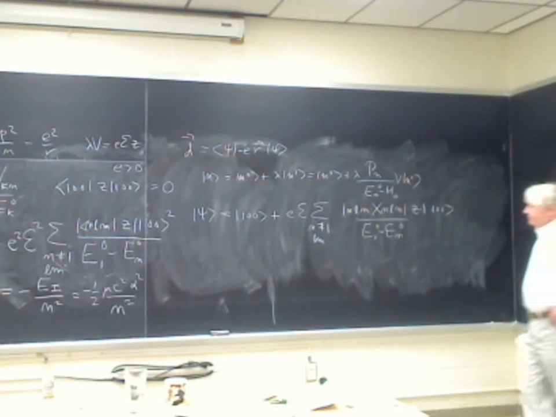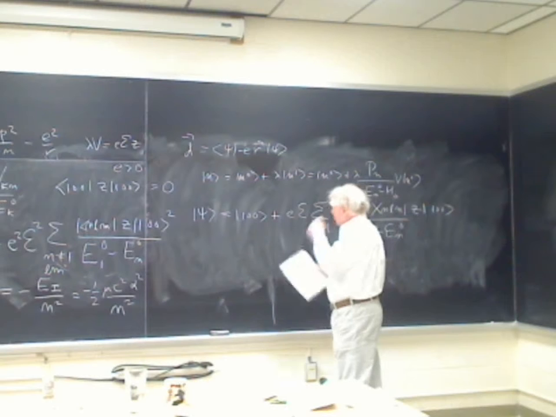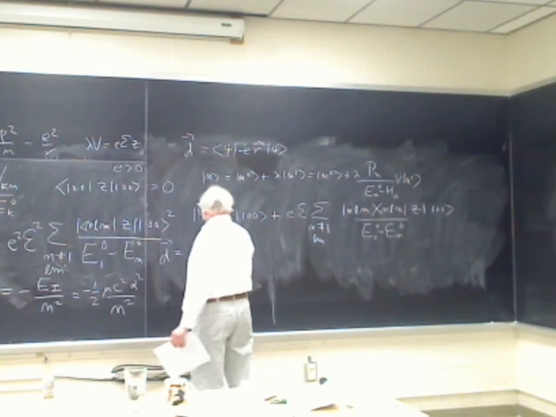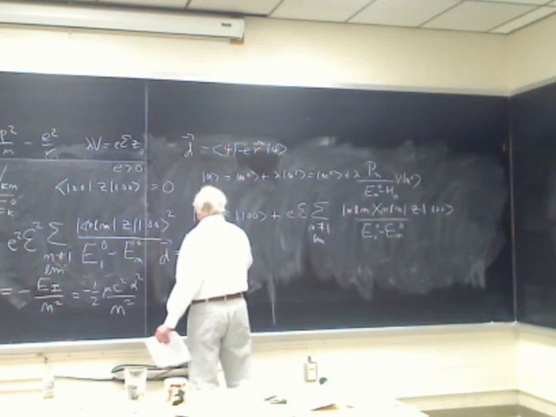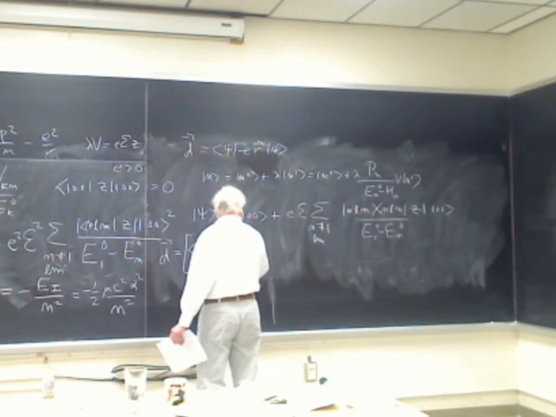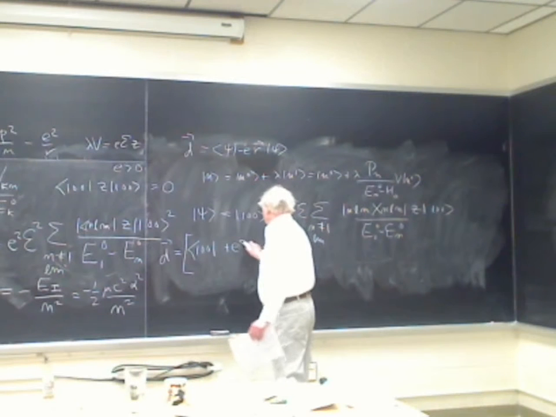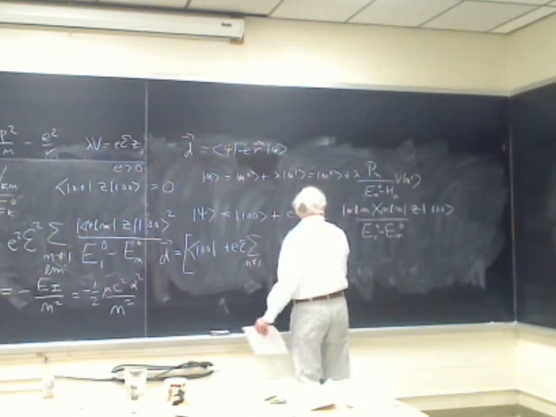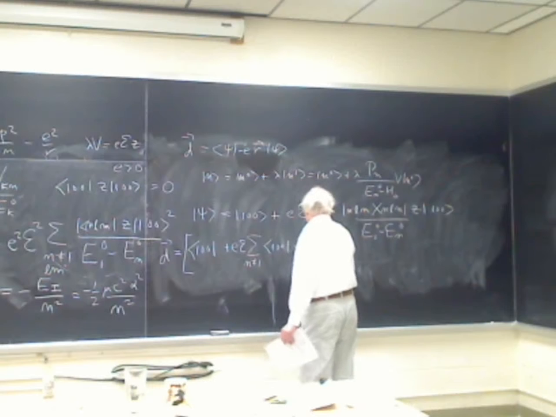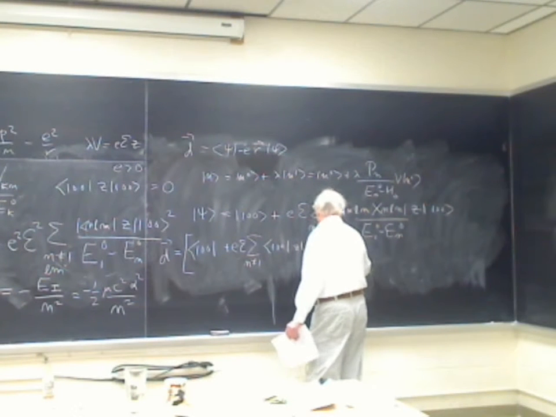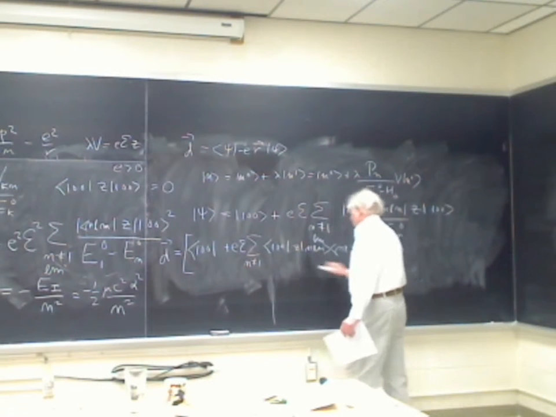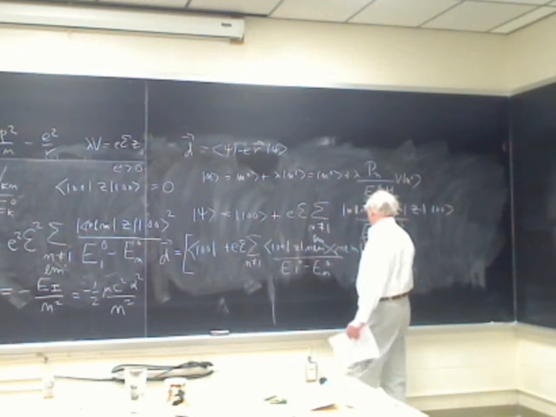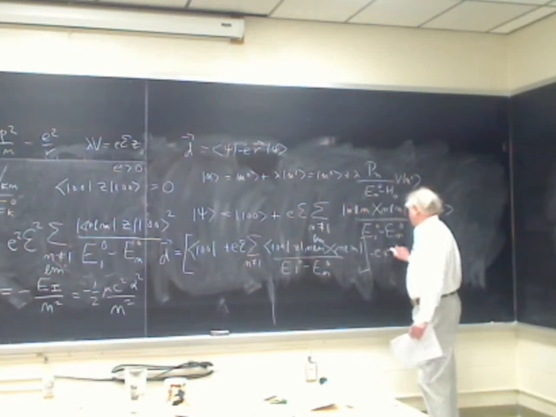Okay, so now we have to take the matrix element of D in this state, and so what we get is D equal to a big bracket here, <100| plus E sum n not equal to 1, and then it's going to be |100> z |nlm>, over E_1^0 minus E_n^0, minus E r.